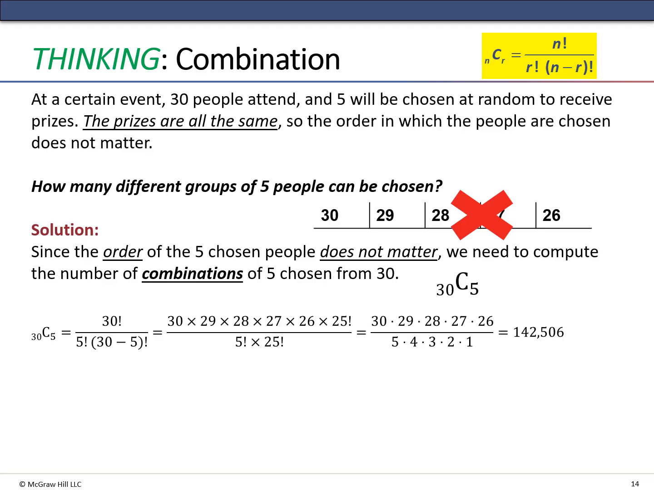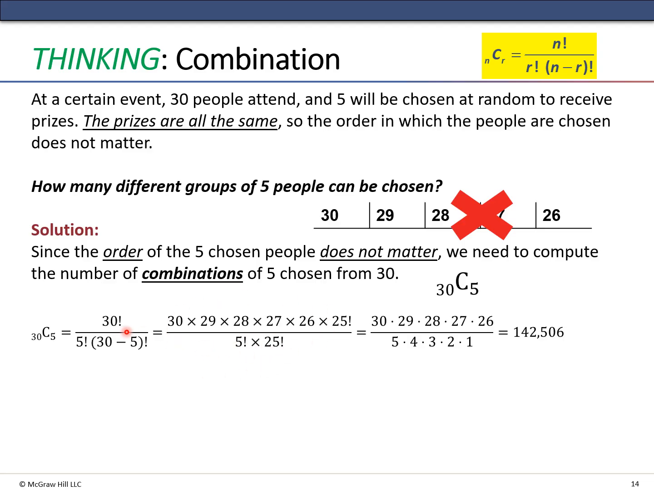So again, we plug this in. It's 30 factorial over 5 factorial times 30 minus 5 factorial. Let me get my pointer here, right here. 30 minus 5 is 25 factorial, so we have this in the denominator.